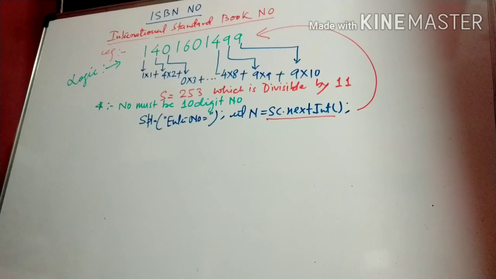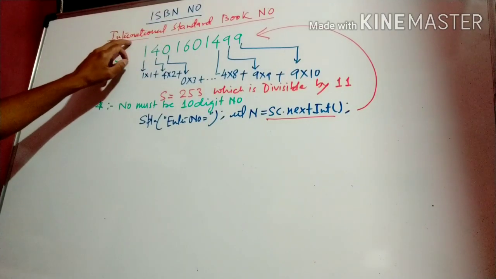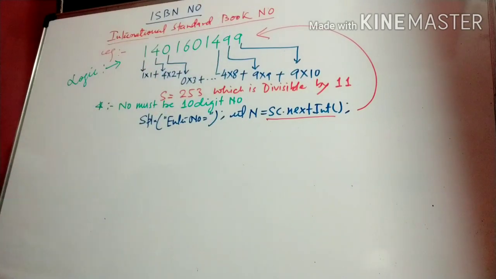This is the next clip related to the number system. Here we'll input a number and check whether the number is an ISBN number or not. What is ISBN? ISBN is the International Standard Book Number.